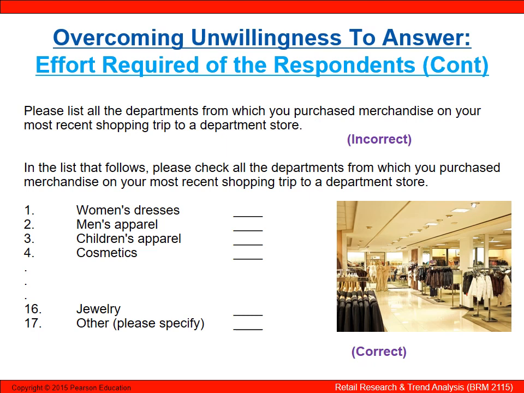Suppose the researcher is interested in determining from which departments in the store the respondent purchased merchandise on the most recent shopping trip. The information can be obtained in at least two ways. The researcher could ask the respondent to list all the departments from which merchandise was purchased on the most recent shopping trip, or the researcher could provide a list of departments and ask the respondent to check the applicable ones, as shown in the example here. The second option is preferred because it requires less effort from the respondents.